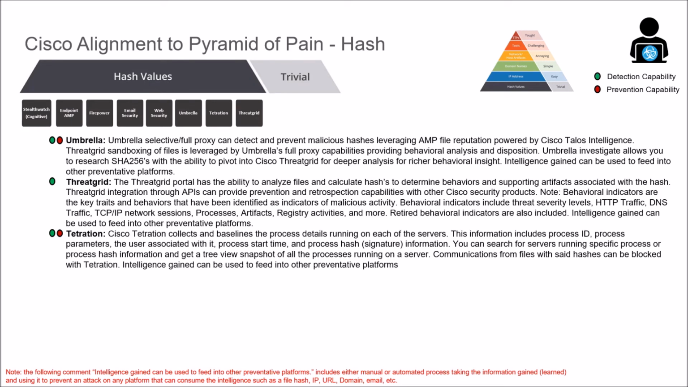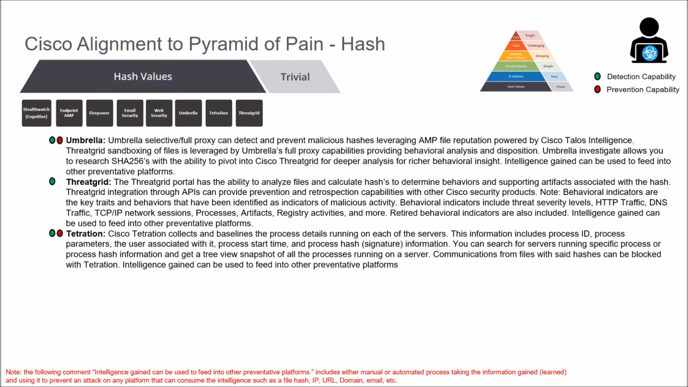Behavioral indicators are the key traits and behaviors that have been identified as indicators of malicious files, right? So obviously these indicators include severity levels, HTTP traffic, DNS traffic, TCP/IP network sessions, processes, artifacts, registry activities, and more, right? So again, now you're looking at the output, the outcome of the analysis of that file. And you get a tremendous amount of intelligence from it. Retired behavioral indicators are also included. Intelligence gained can be used to feed other preventative platforms.